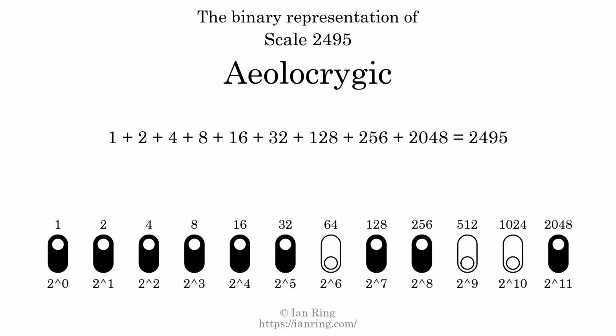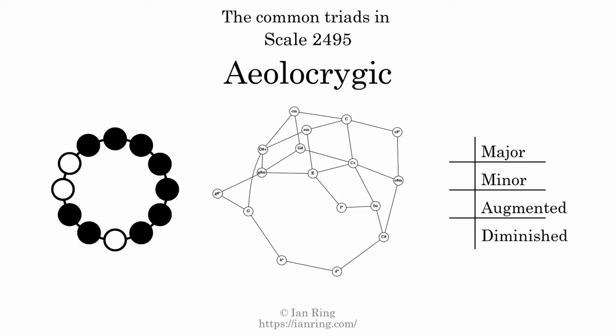2495. The scale number not only enumerates the scale with a unique index, but it also literally describes the tonal content of the scale. Represented as a binary number in base 2, the scale number is 1001101111111. Here are the common triads present in this scale.